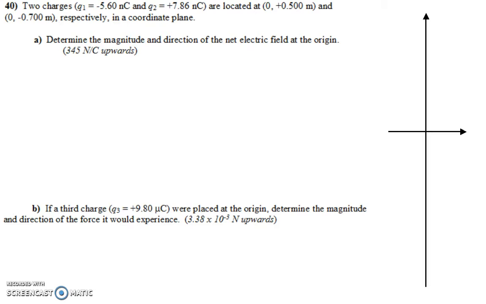We want to try to draw it somewhat to scale so we can visualize it a little bit better, and so we know that charge 1 is 0.5 meters above the origin, and charge 2 is 0.7 meters below, and so it should look something like this, where charge 1 is a little bit closer, charge 2 is a little bit farther away from the origin, as shown here. I didn't exactly measure, but 0.7 certainly should be shown as larger than 0.5. And here Q1 is negative and Q2 is positive, so we can visualize that.